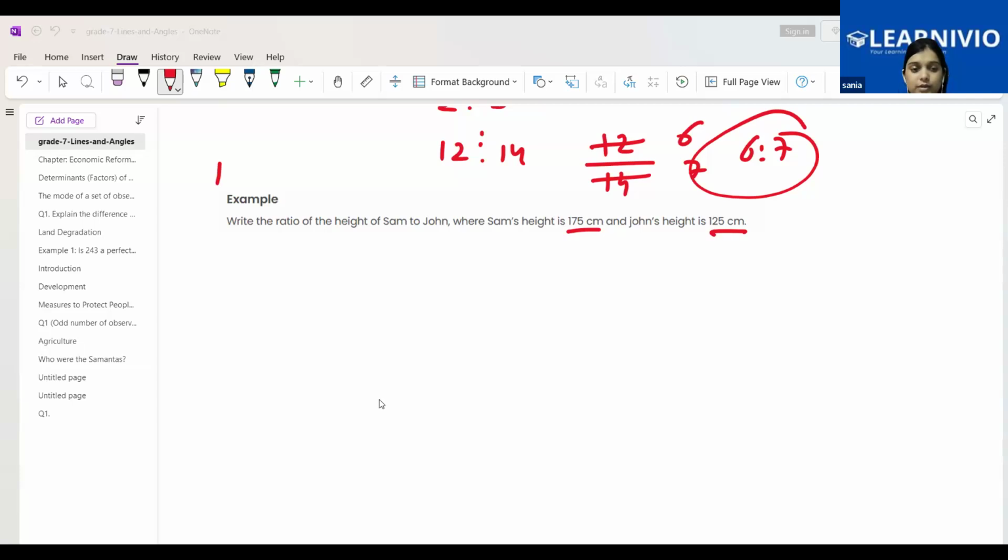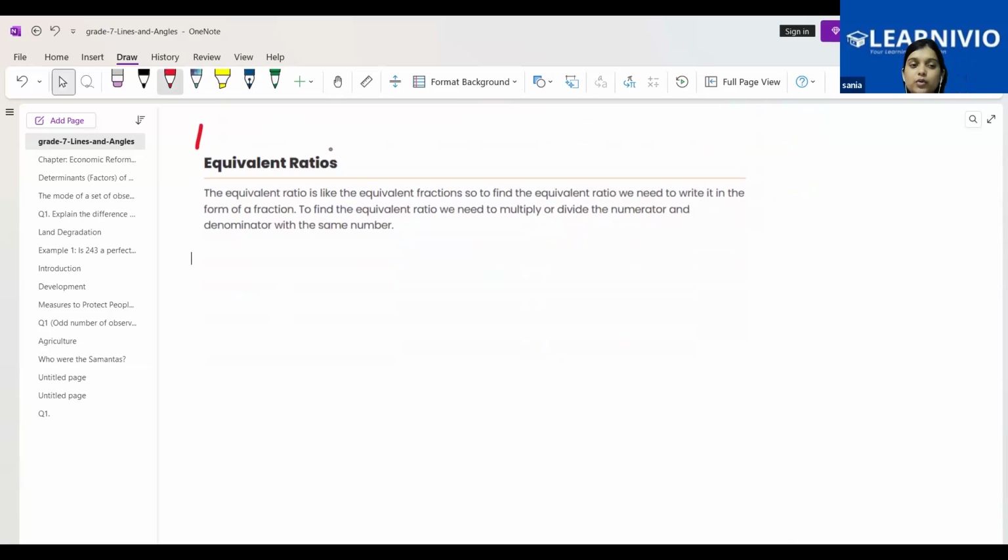Okay. Ibrahim, tell me the answer. Ma'am, we divide 175 and 125 by 5. So 125 is going to be 25, and 175 is going to be 35. The answer is 35 is to 25. We can further simplify it, but I did it till here. So what is the final answer? The final answer is going to be 7 is to 5. Correct.